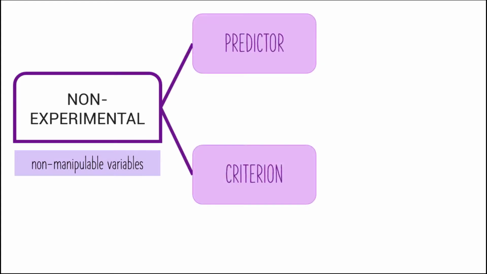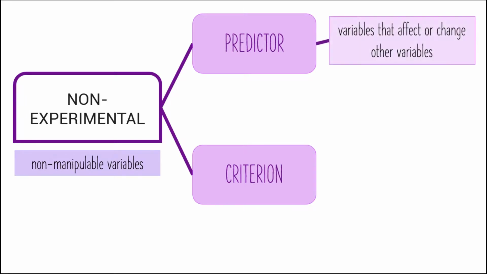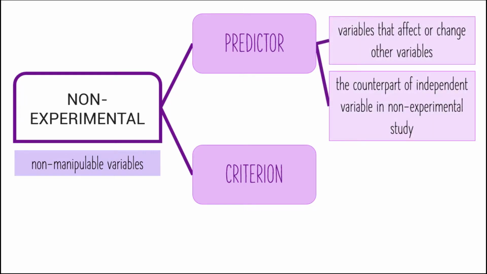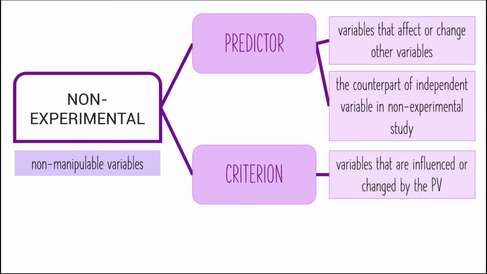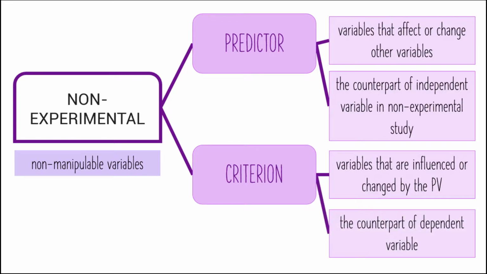Let's go to the last type of variable. It is called non-experimental variables. These are the non-manipulable variables. These variables do not require any experiments. There are two types of it: predictor and criterion. Predictor variables are like independent variables. They affect or change other variables. However, criterion variables are the counterpart of the independent variable, the variables that are influenced or changed by the predictor variable.